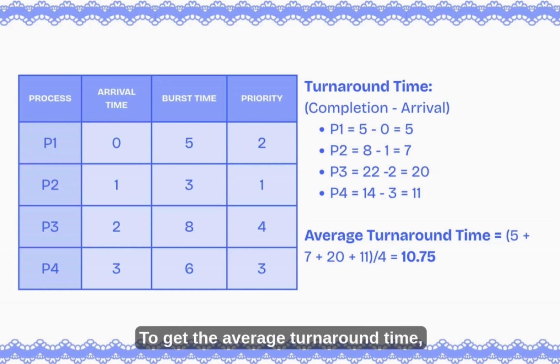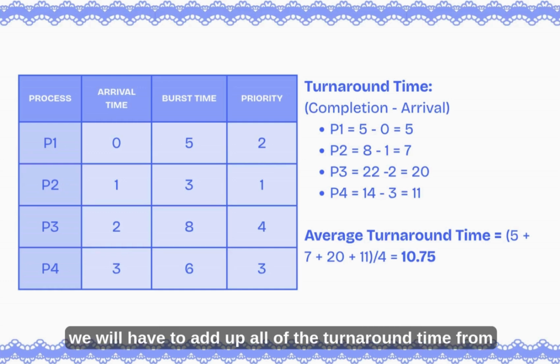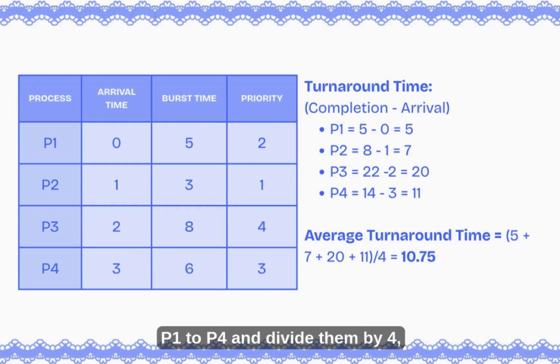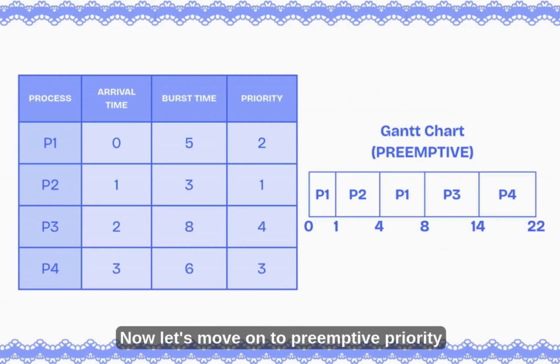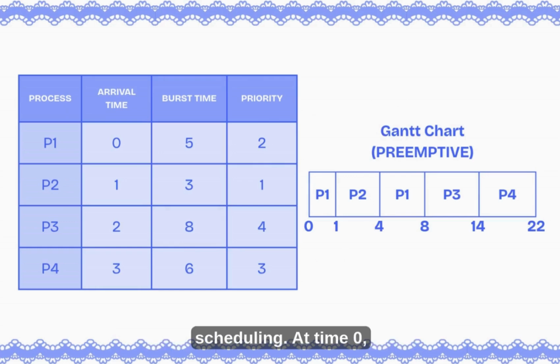To get the average turnaround time, we will have to add up all of the turnaround times from P1 to P4 and divide them by 4, which is 10.75 in average turnaround time. Now let's move on to preemptive priority scheduling.